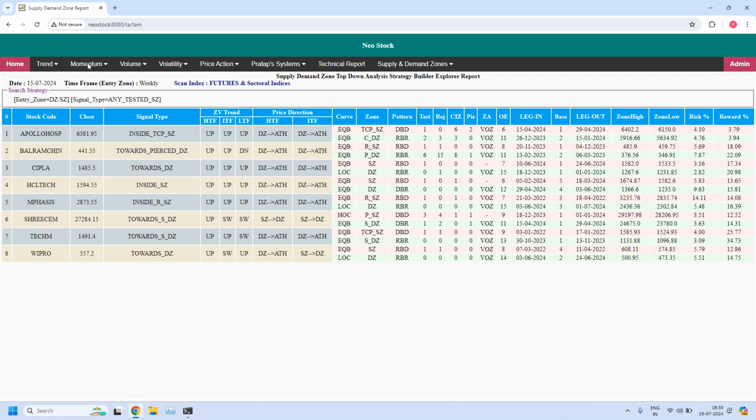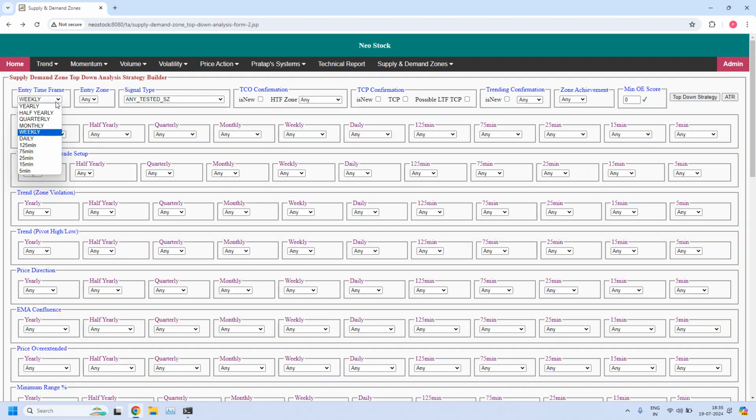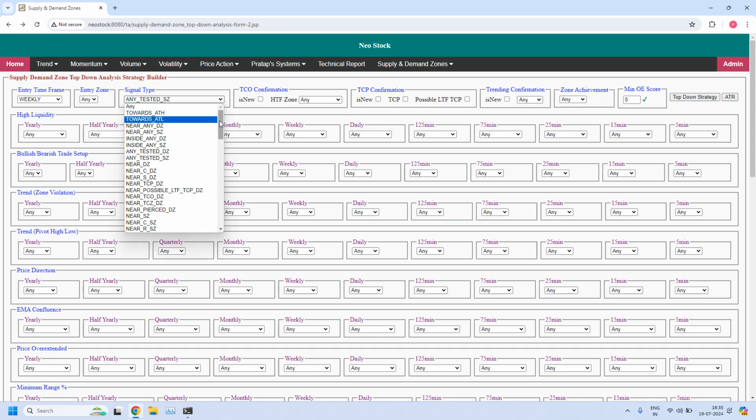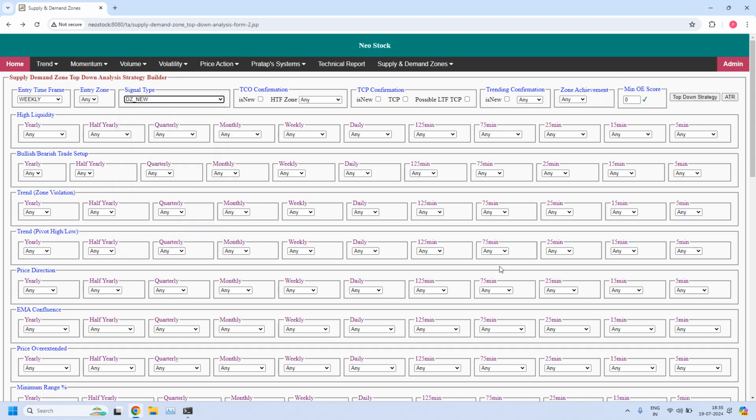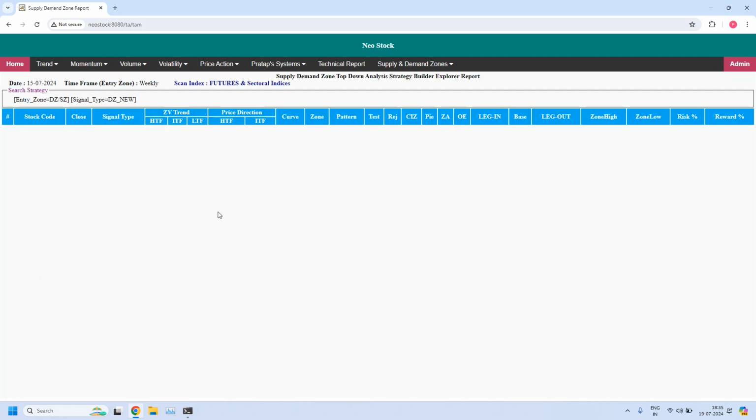Now let's identify the newly created zones. For weekly time frame, let us find the stocks having newly created weekly zones, demand zones. So no weekly demand zones are created.